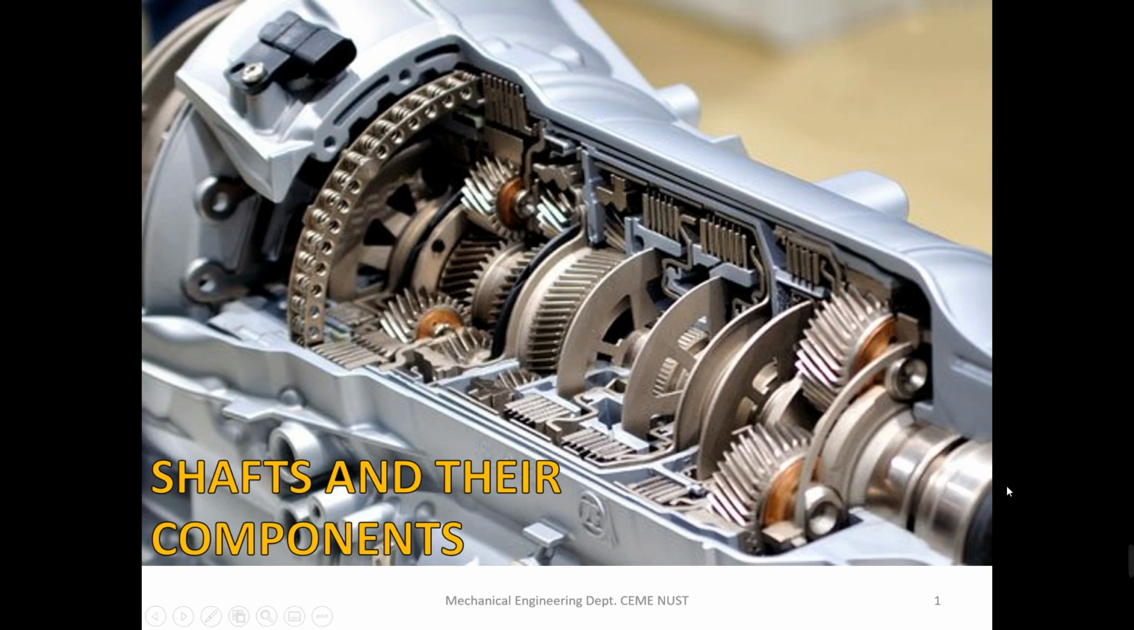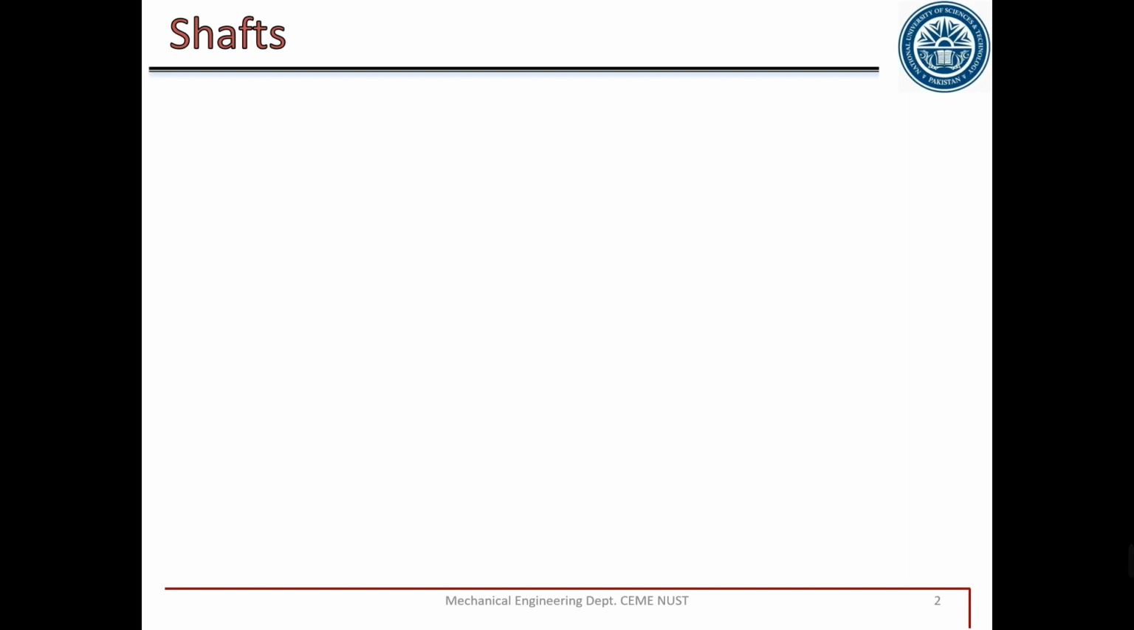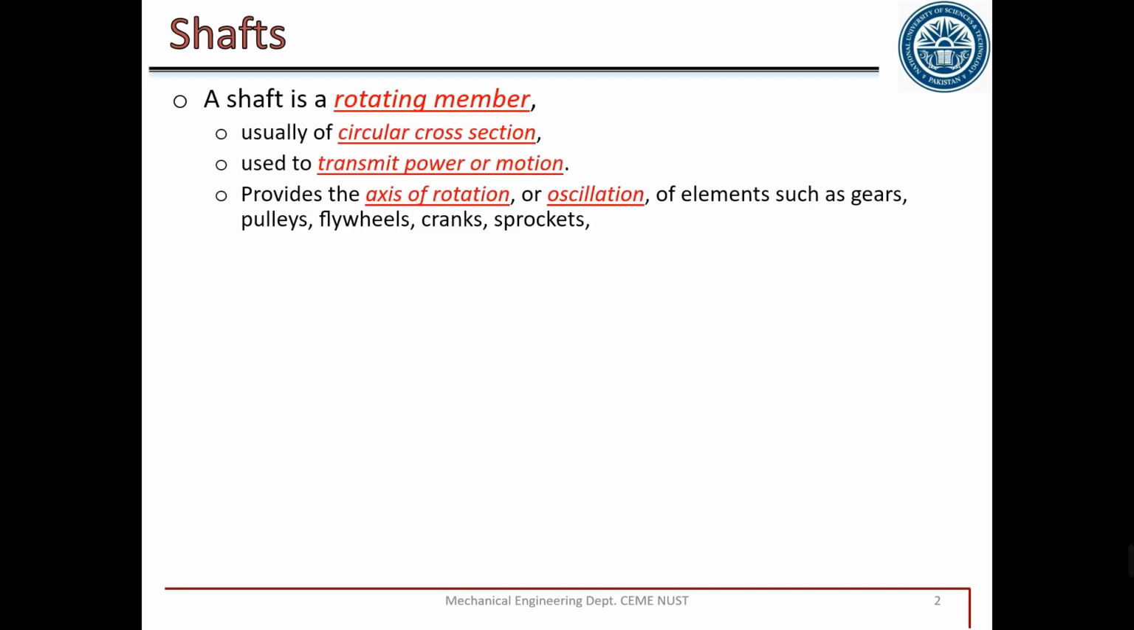As you all have heard the word shaft, also while we studied torsion, we studied details about shafts. What are shafts? A shaft is a rotating member. Usually, a shaft is circular in cross section and it is used to transmit power. It provides axis of rotation or oscillation of elements such as gears, pulley, flywheel, crank. Whenever there is a rotating element, two or more elements are mostly attached by shafts.